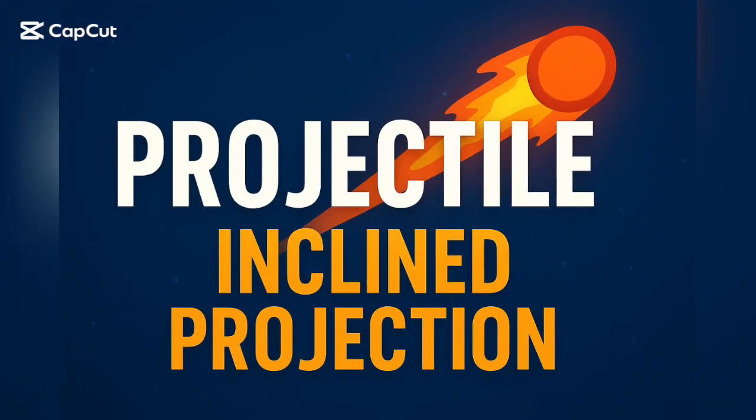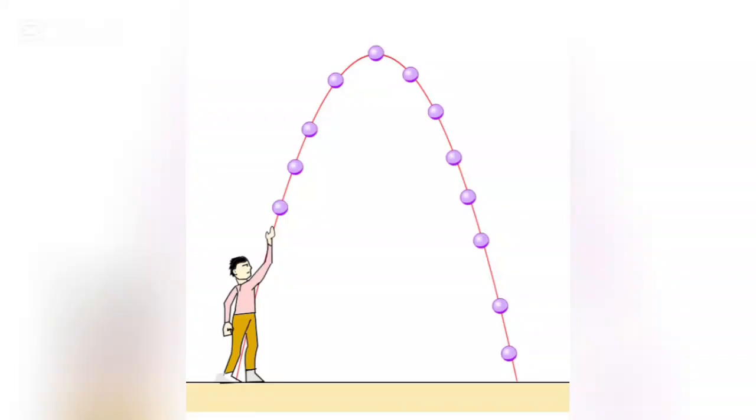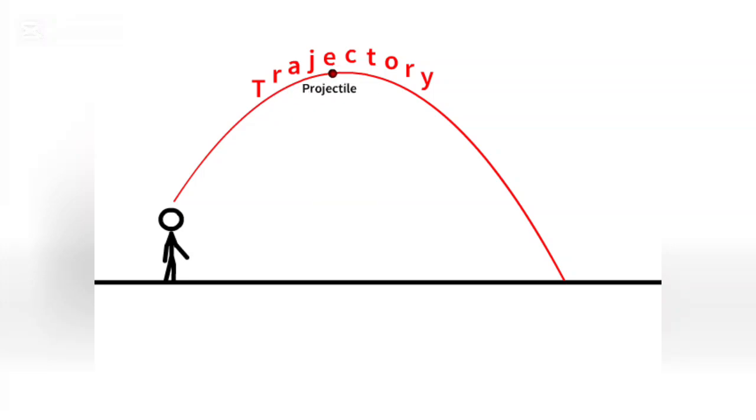Inclined projection. When you throw a ball into the air at an angle theta to the horizontal, it rises to a certain height and then falls back down, landing some distance away. The ball moves in two directions at once: horizontally forward due to the initial velocity, and vertically up and down due to the pull of gravity. These two motions combine to form a curved path called a trajectory.